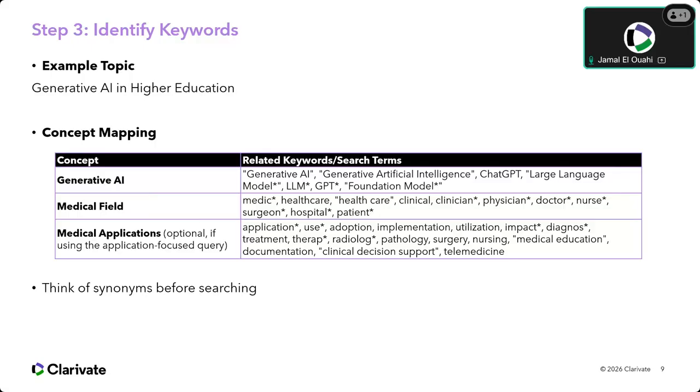You do that step by step. You also need to test. I'm not from the medical field, but for the medical field, I'm interested in generative AI medical field. So I included those keywords, and also in terms of application. So it could be application, implementation, utilization, impact, diagnosis or diagnostics, pathology, and so on, right?